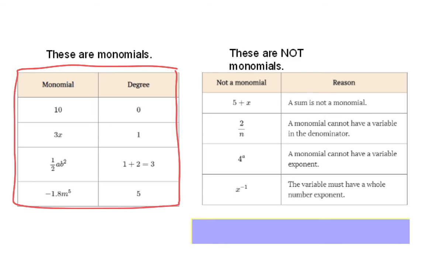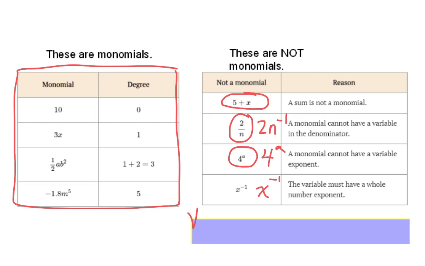These things on the right are not monomials. Let's figure out why. 5 plus x is not a monomial because there's two terms in there. We separate them, we'll call them terms. And we'll talk about something like that in a minute. The second one would be 2n to the negative 1. Negative 1 is not a whole number. We can't have a variable in the denominator. That's not a monomial. If our exponent is a variable, not a monomial. If the exponent is a negative number, not a monomial.